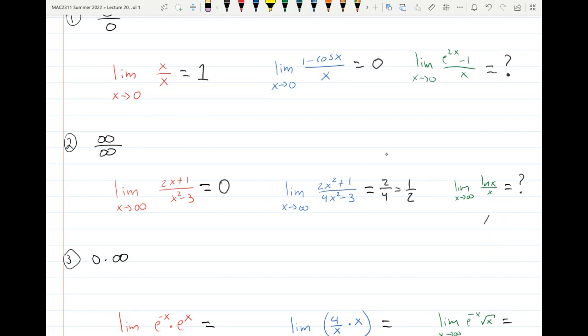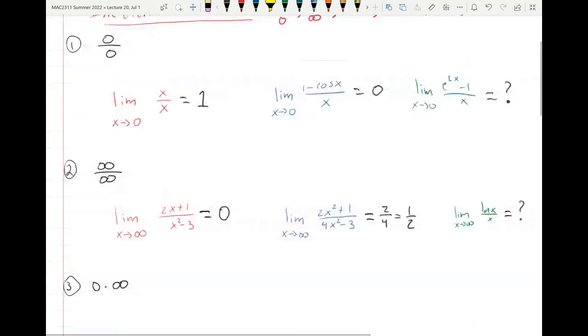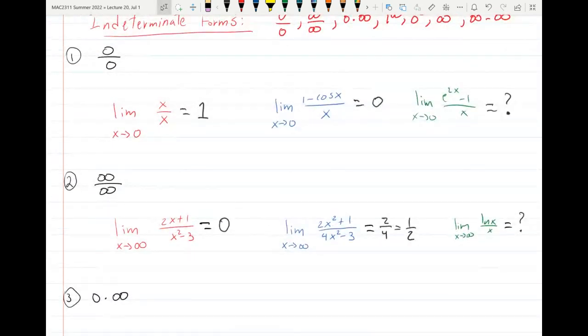Again, I will mention something like this on Wednesday because we don't have class on Monday. On Wednesday, so that we can clarify this because it's good to know this. Okay. So 0 over 0, infinity over infinity. We already knew those two anyways.